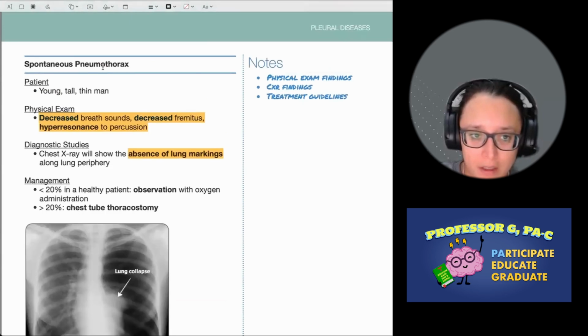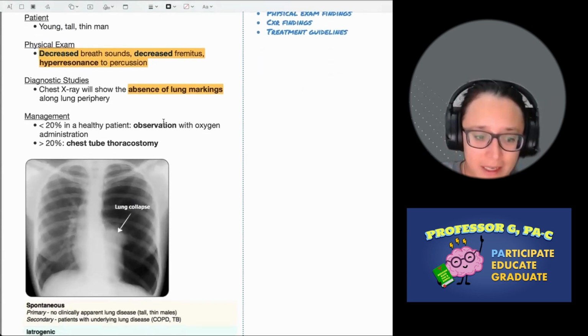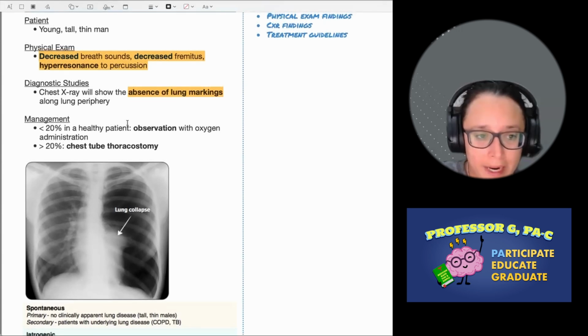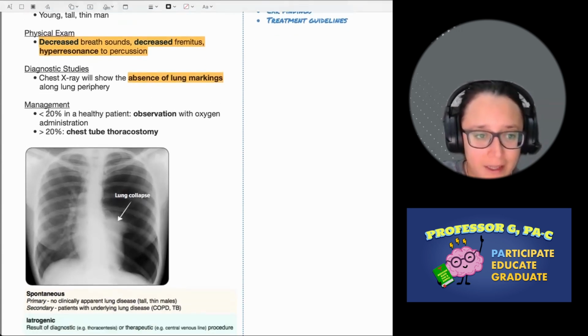These are spontaneous pneumothorax. This is primary spontaneous. Okay, primary spontaneous. They're not going to have any comorbidities. They're going to be clinically normal, tall, healthy males. Management wise, especially for spontaneous pneumothorax, this is a pretty healthy recommendation.